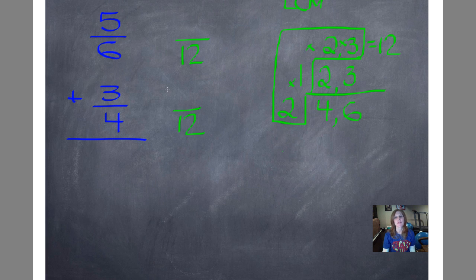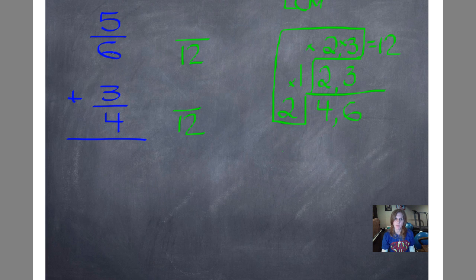If we use the least common denominator, or the least common multiple, instead of just multiplying 4 times 6, which also would give us a common denominator of 24, we won't have to simplify, or we're more likely to not have to simplify.